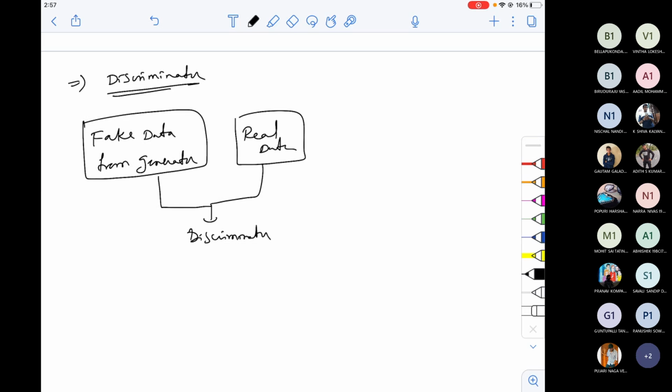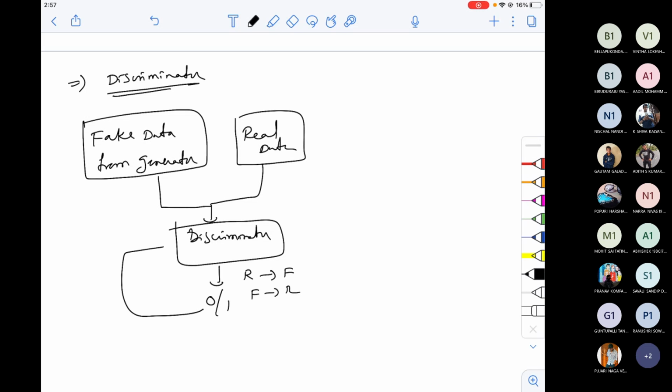Now, what is its responsibility? The discriminator, what does it have to do? It has to say whether it's 0 or 1, whether it's a fake or real. For example, if it's not able to do it, maybe it classified a real image as fake or a fake image as real, then what does it have to do? It has to go with backpropagation and update the weights.